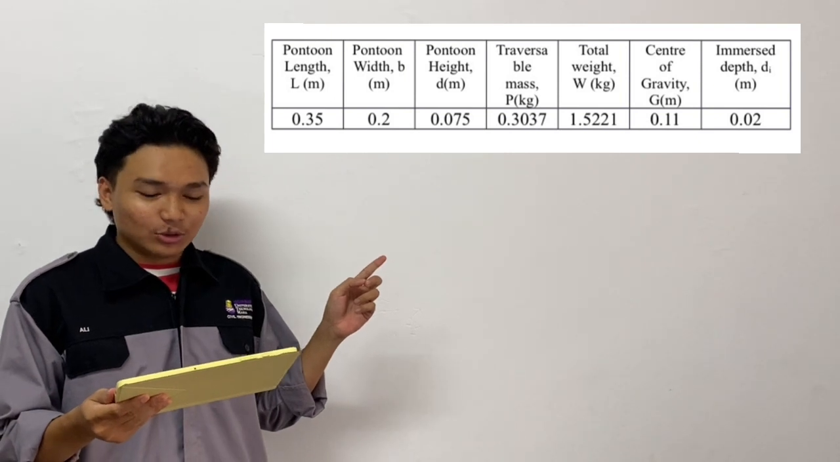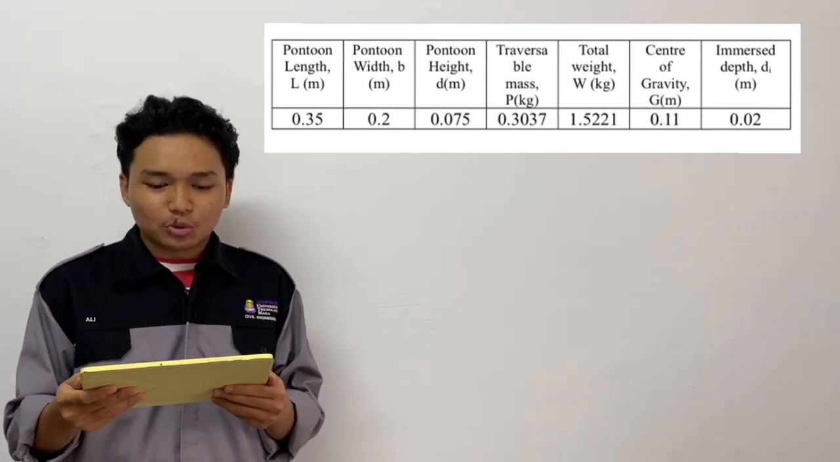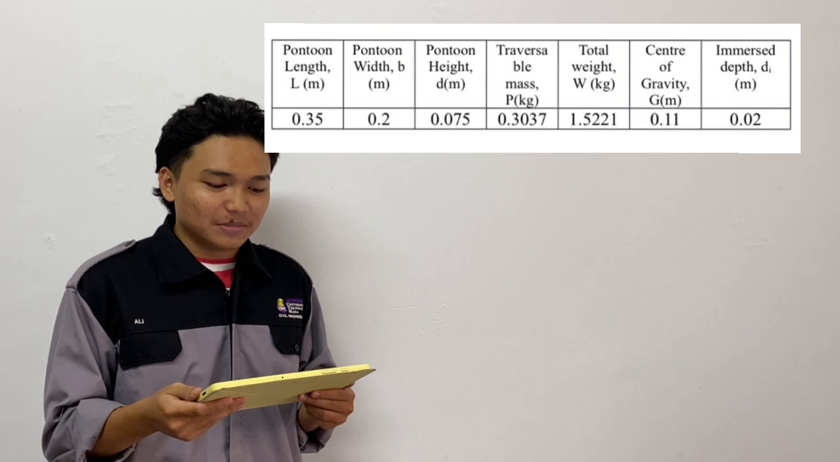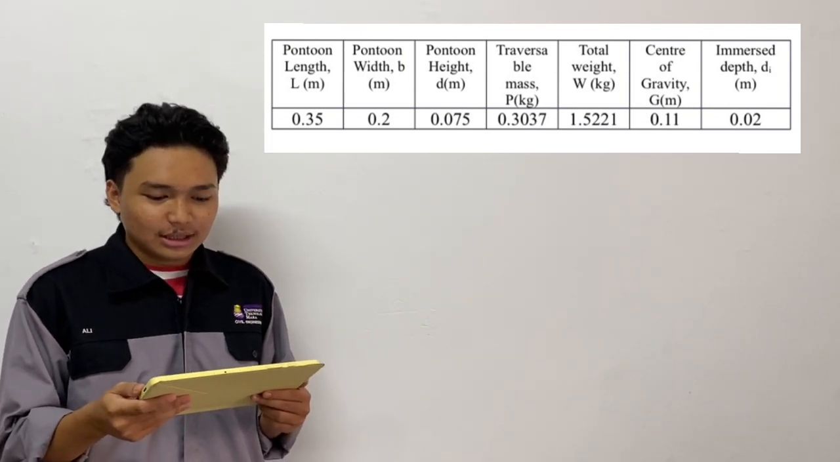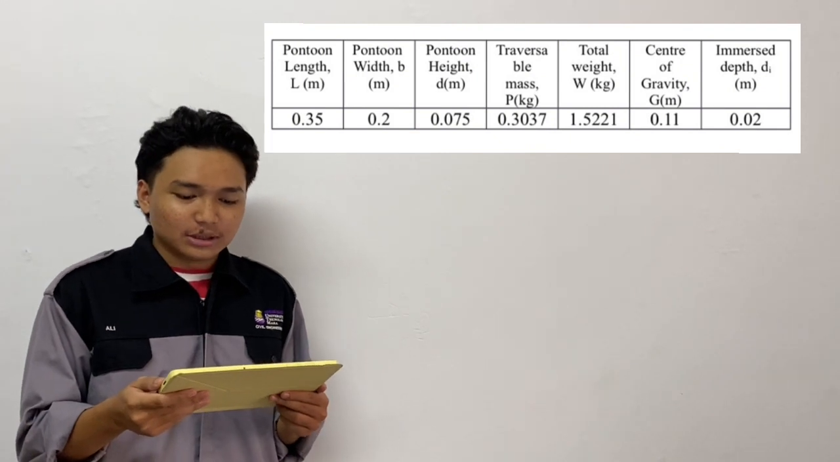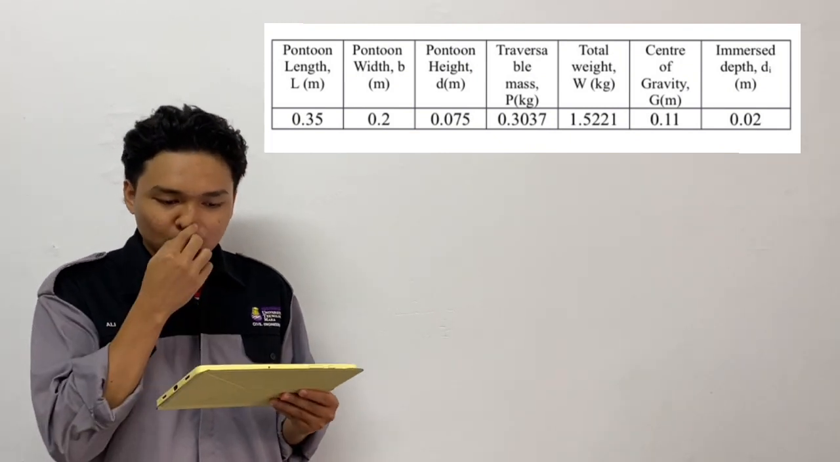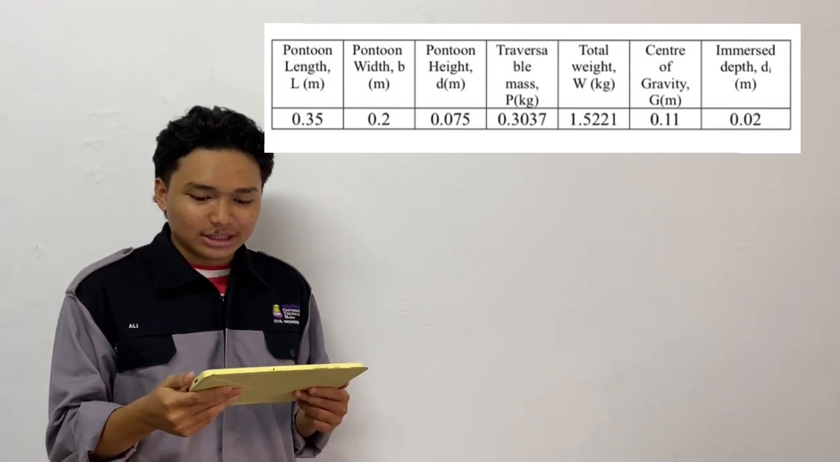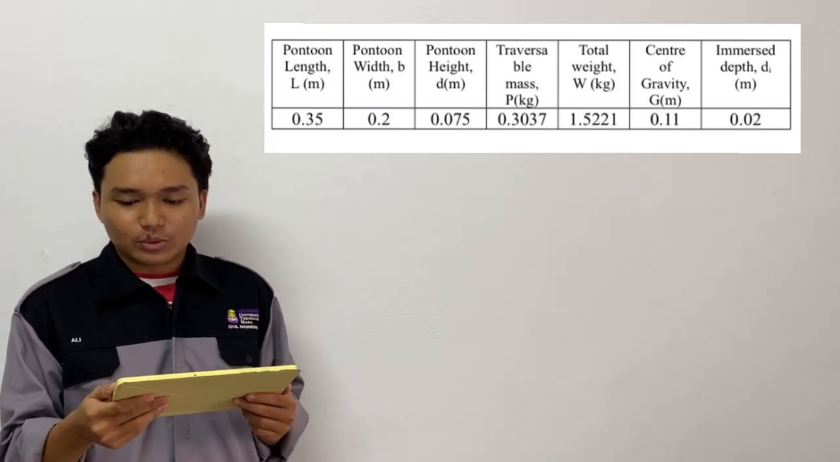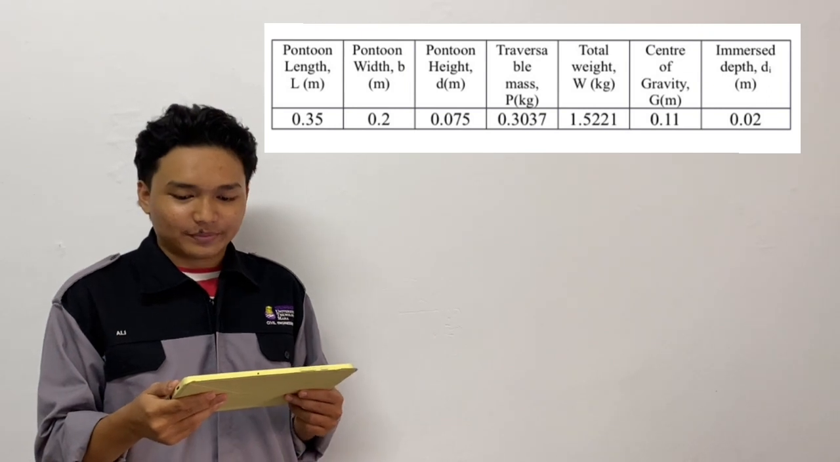So next for the result, we have to tabulate the data for pontoon length L. The unit is M. Next pontoon width B. Next pontoon height D. And then next traversable mass. And next total weight W. Next center of gravity G. Then the last one is immersed depth DI.